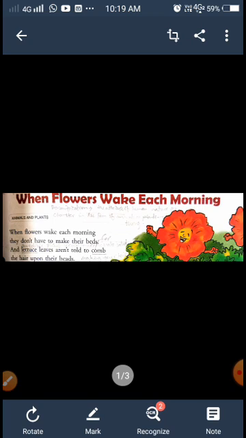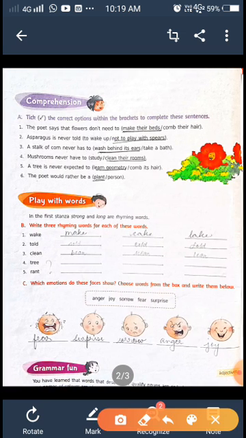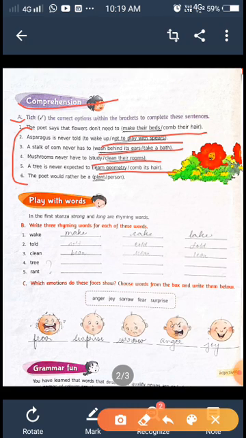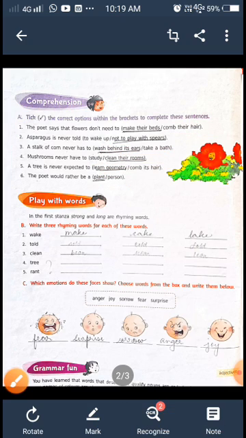Okay, now look here and come to the page. First it is written comprehension. Number A. Tick the correct option within the brackets to complete these sentences. There are 6 questions, and for each question there are two options. So which one is correct? You just tick the correct one. Okay. Now go to the questions.